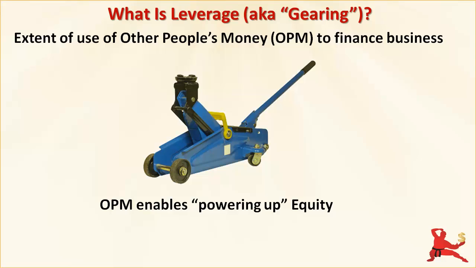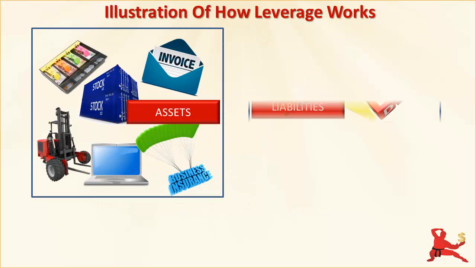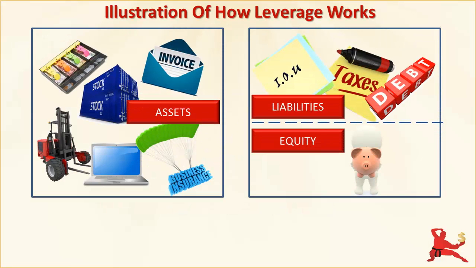Let's take a look at a simple example of how this works. You can think of a balance sheet as having 2 equal and opposite sides. On one side, you have assets, the stuff that the business owns. On the other side are liabilities and equity. This side shows you how the assets were paid for. In accounting, assets are always equal to the sum of liabilities and equity.